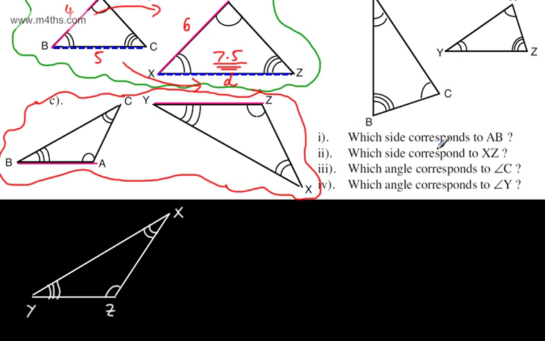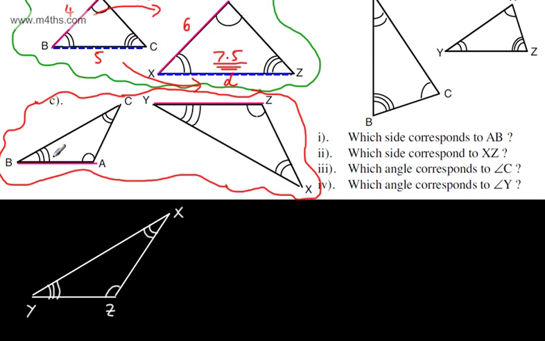Which side corresponds to xz? Well, this is xz, we can see that is AC, as it's going between the double and the single notation on the angle. Which angle corresponds to C? Well, we've got the double, so that's going to be X. Which angle corresponds to Y? Well, that's going to be the treble, which is going to be B. Don't be afraid in your exams to flip this over. Just go ahead and see what works for you.